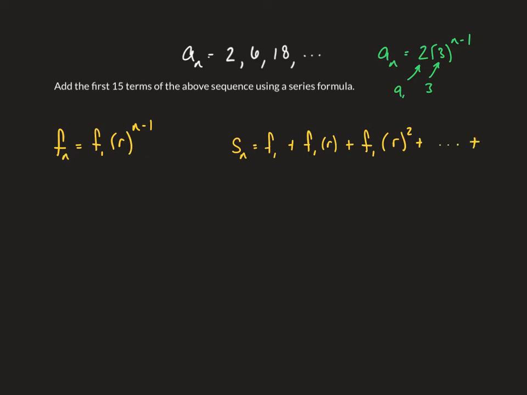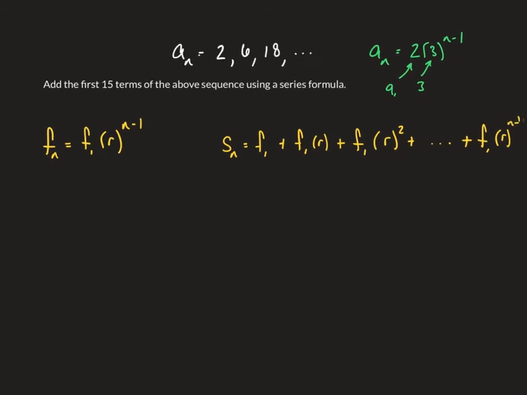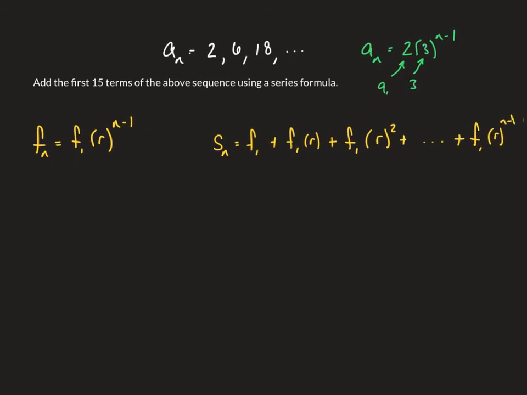All the way until we are finally adding together that first term times r to the n minus 1 power. And that would be the final term of our sequence, because when I plug in n to this formula, I do have n minus 1 as my exponent there. So that would be the final term. And this is what we're adding together here, just without the actual numbers. We're more just representing it in terms of variables.